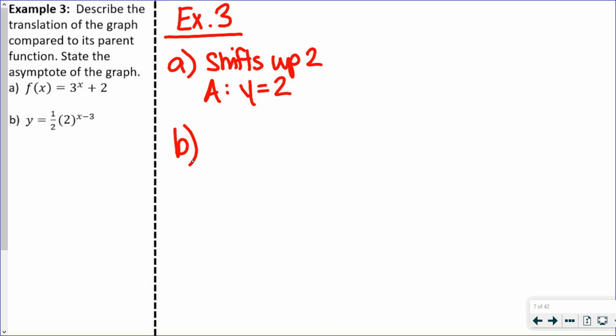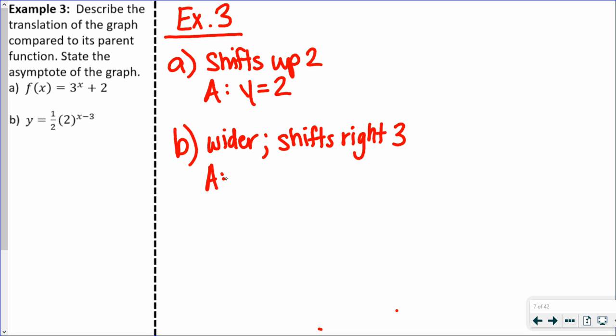Okay, then on part B, the 1/2 makes it increase slower, or it's wider. And this x minus 3 here, it's opposite of what it looks like, so it shifts right. No k value, which means that the asymptote has to be y equals 0. So again, you have to have the y equals or you'd lose half a point because it's the equation of the line. Okay?